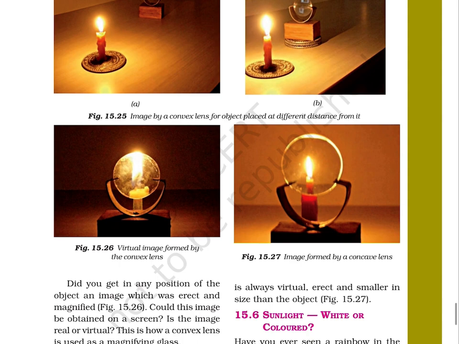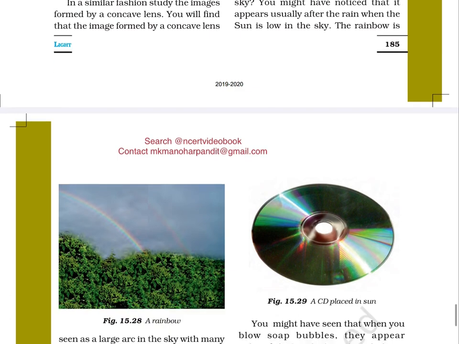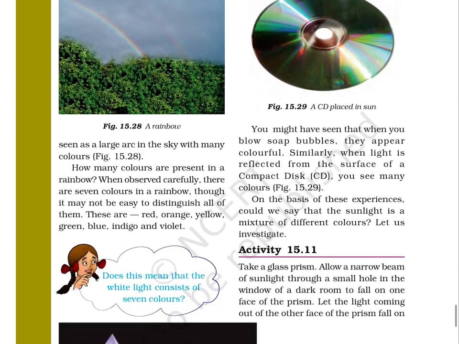15.6. Sunlight, white or colored. Have you ever observed a rainbow in the sky? You might have noticed that it appears usually after the rain when the sun is low in the sky. The rainbow can be observed as a large arc in the sky with many colors. You can observe it in figure 15.28. Figure 15.28, a rainbow. Page 186.